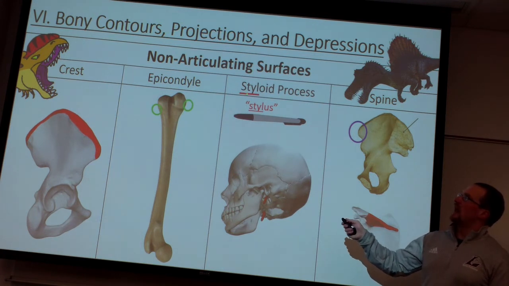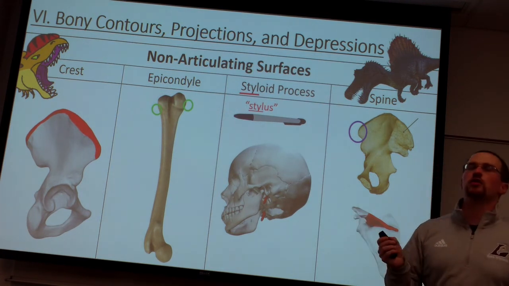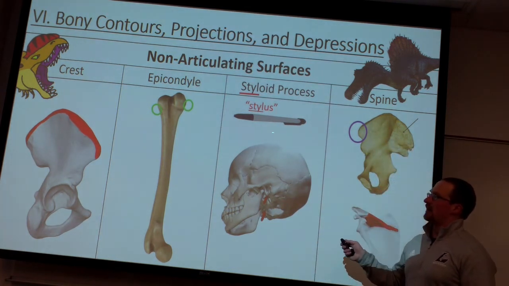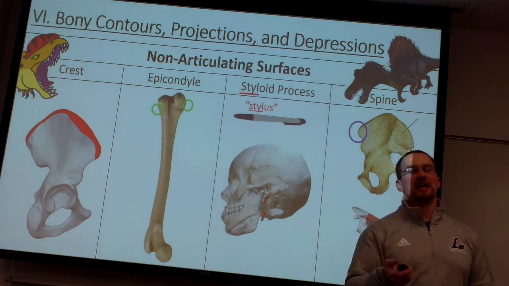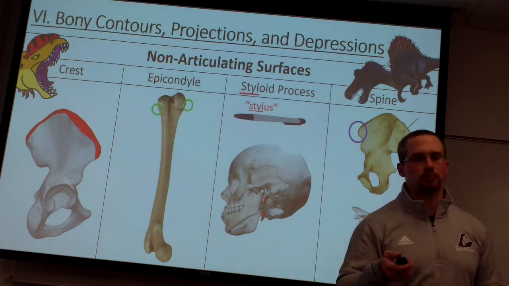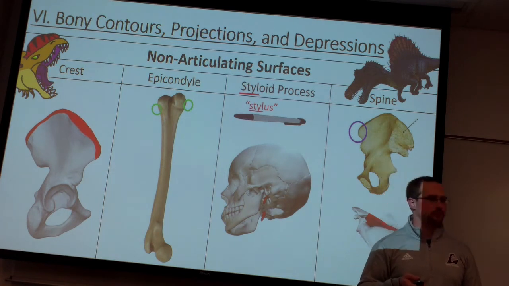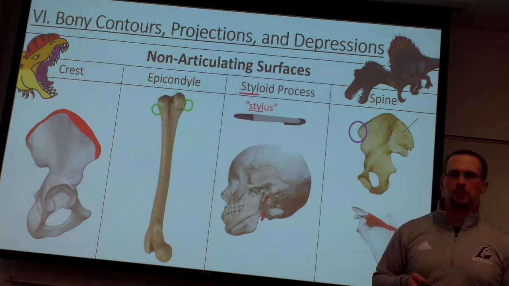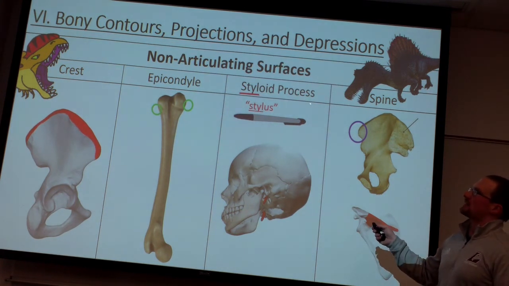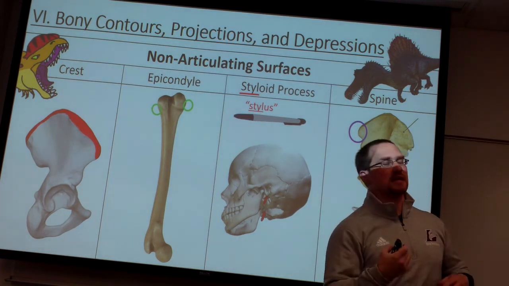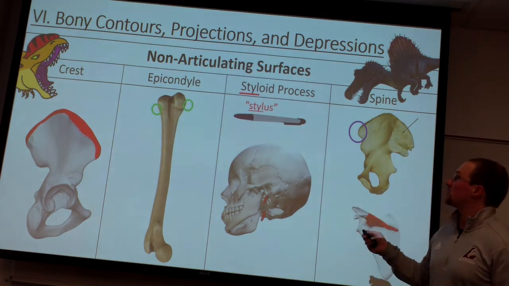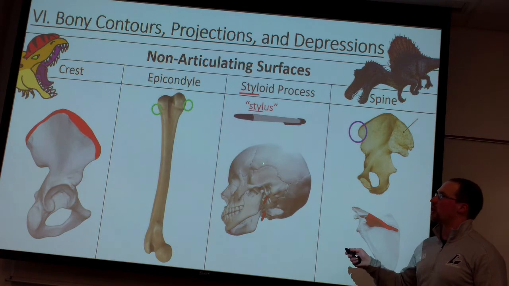Styloid process. Styloid, think stylus. Some of you use this on an iPad or computer. What I like to think about is a pen, a writing utensil. These are very, very sharp projections. While not shown, the word process, if you ever see it, is just a part of the bone that sticks out. It's a projection, so that's a general term. A styloid process is a very pointy, very sharp projection.